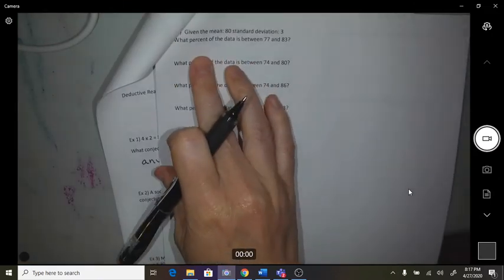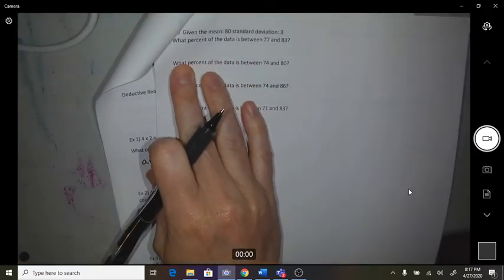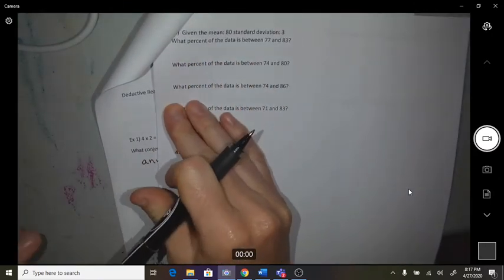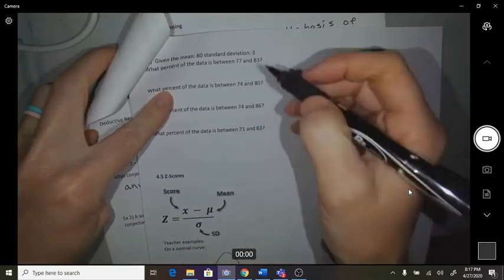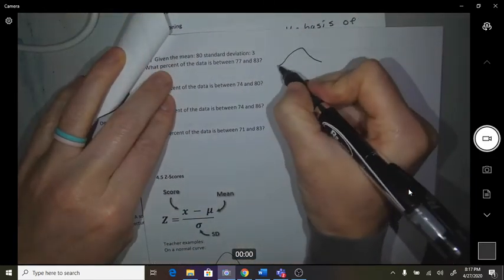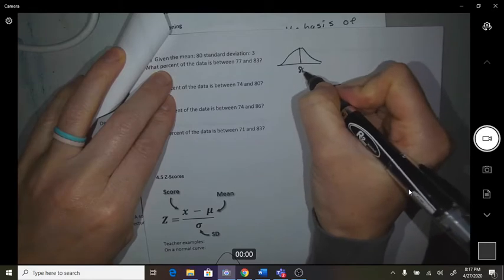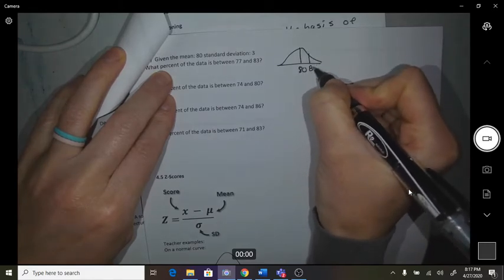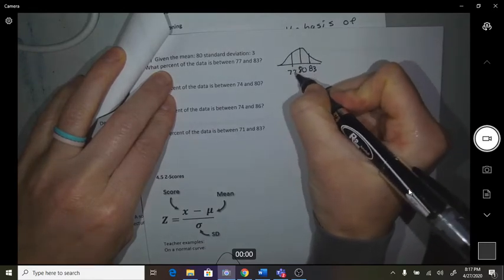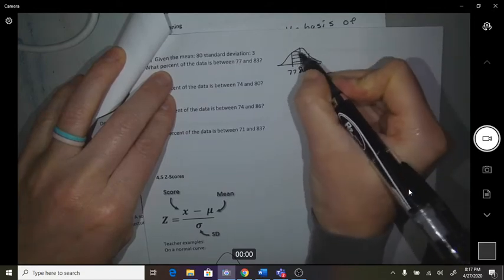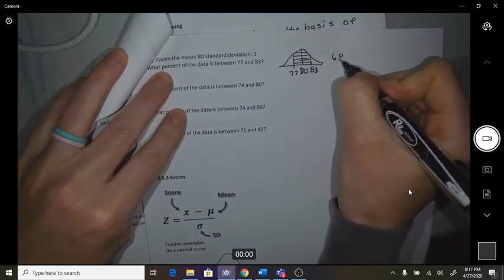Okay, so given the mean of 80 and a standard deviation of 3, what percent is between 77 and 83? So if I think about this on a curve, 80 is in the middle, 83 is 1 above, and 77 is 1 below. So the percent of data would be 68%.